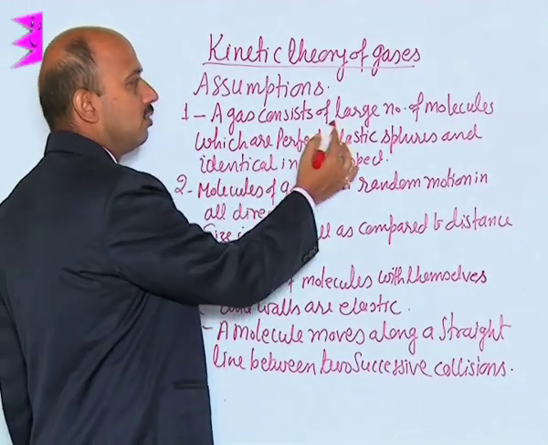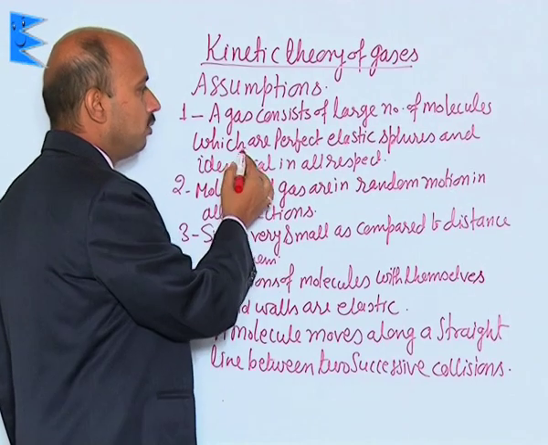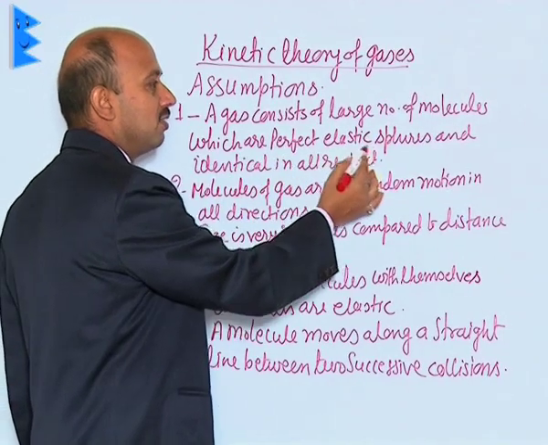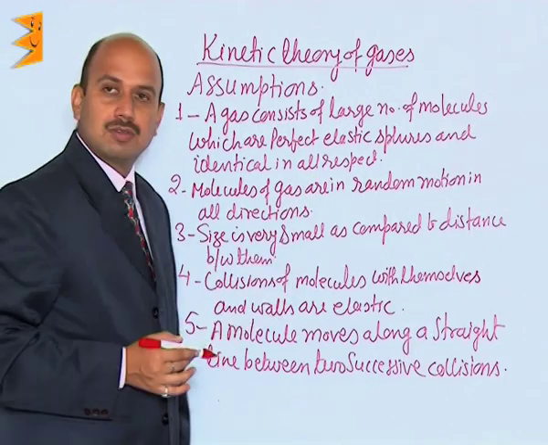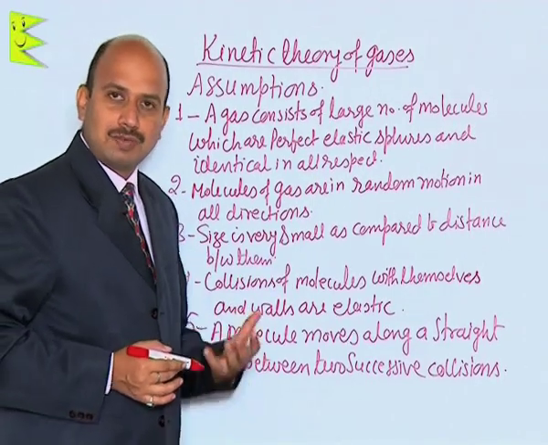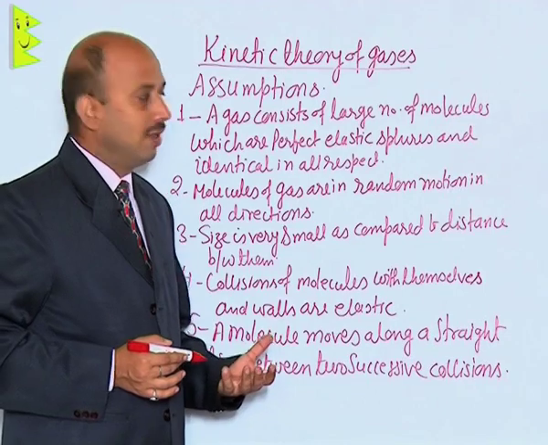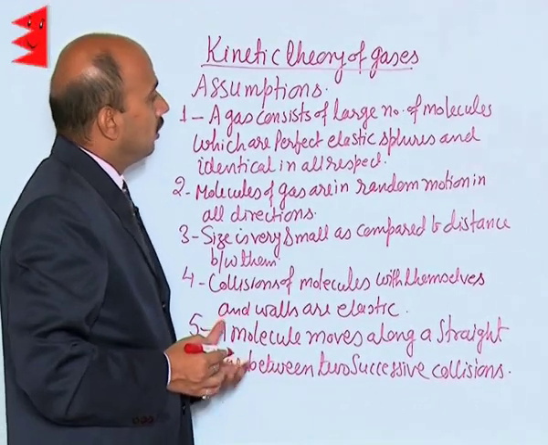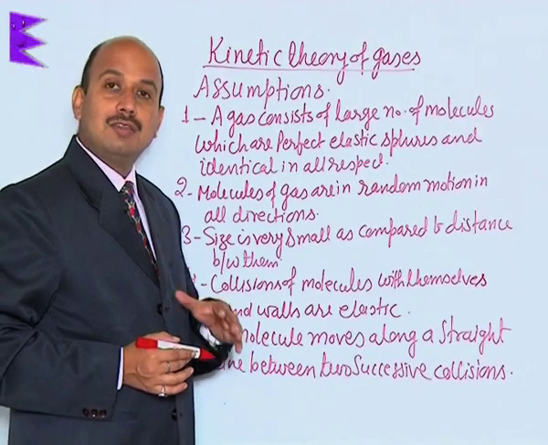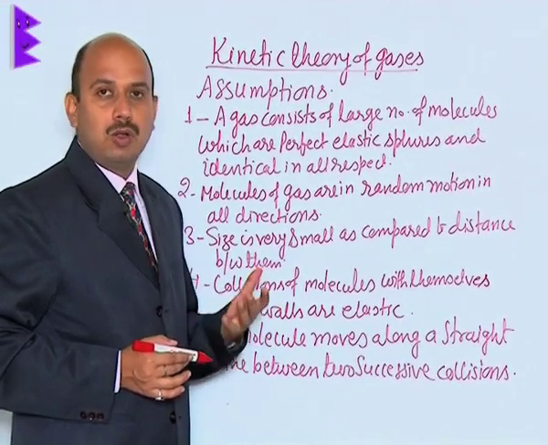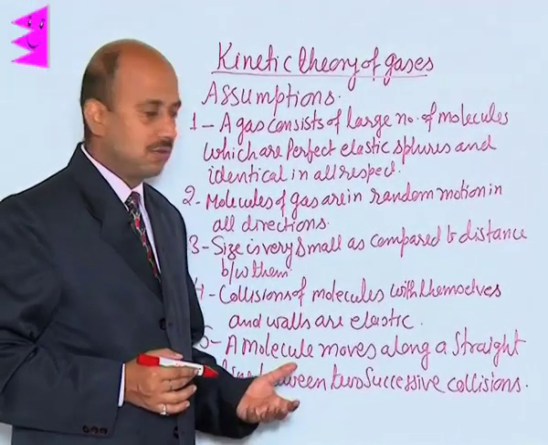A gas consists of a large number of molecules which are perfectly elastic spheres and identical in all respects. So all the molecules of a given gas have the shape of a perfectly elastic sphere, and they are the same, identical in all respects. We have to assume this.